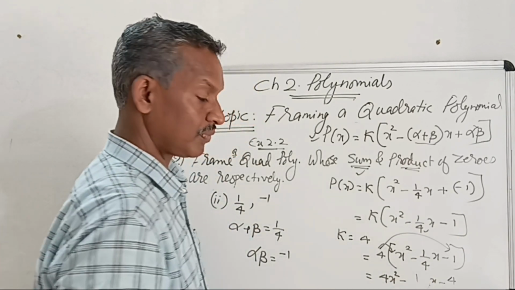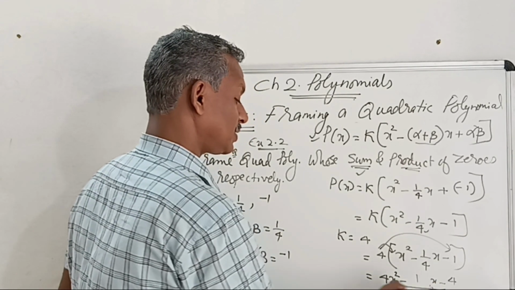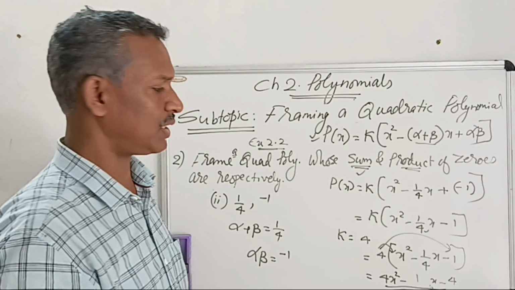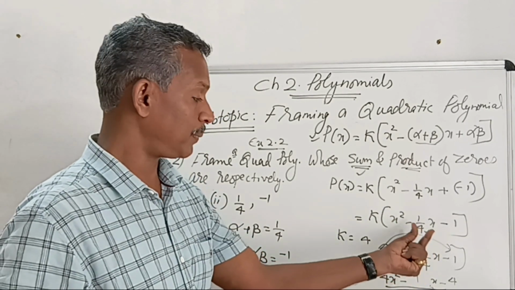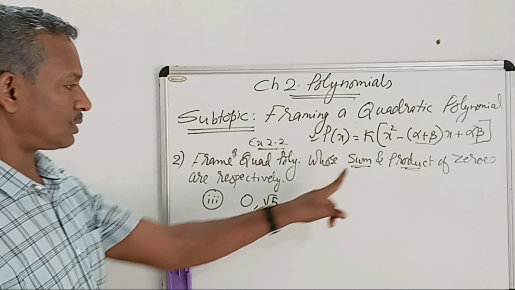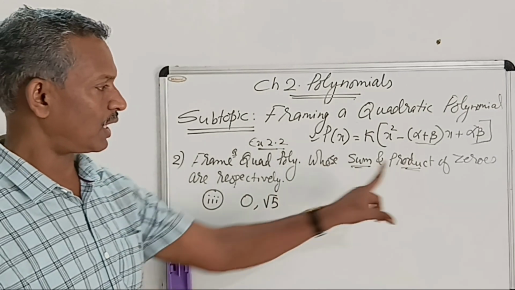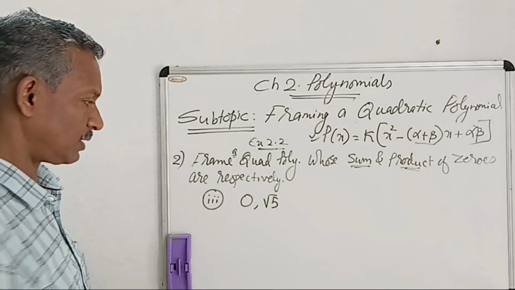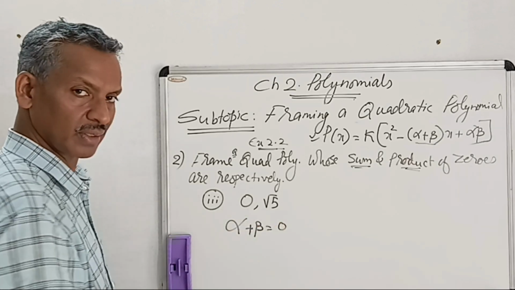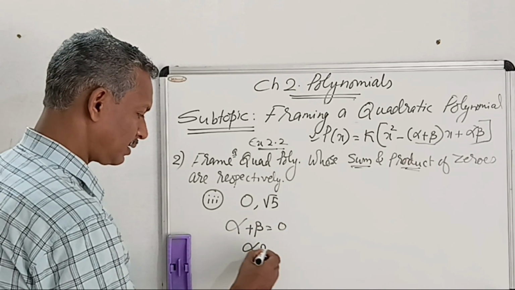Okay? This is the polynomial. This is one of the polynomials. You can put k is equal to 1 also and then write this by keeping the fractional coefficient. There is nothing wrong in it. The next question: sum of zeros is 0 and product of zeros is root 5. So we can write alpha plus beta is 0, alpha beta is root 5.